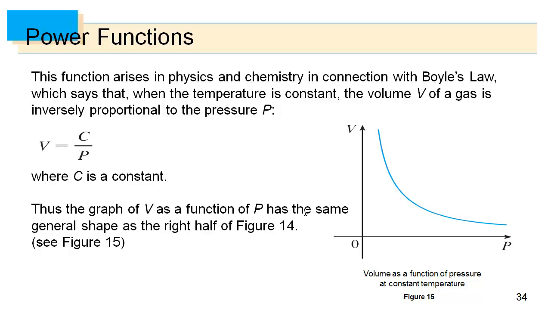So P is the thing that varies, right? Inversely proportional to the pressure P. So P can vary. That's like your x. So this is really just a special version of 1 over x. Only now it's 1 over P, and then times some constant, so you get C over P. Okay? Now when this is the case with Boyle's law, we only get the right-hand half of the hyperbola.